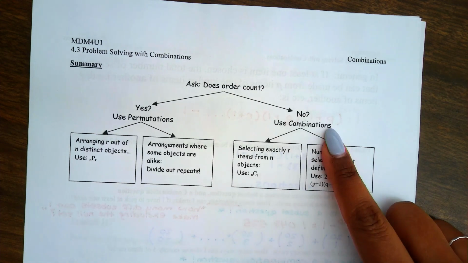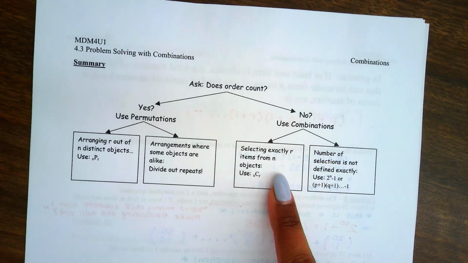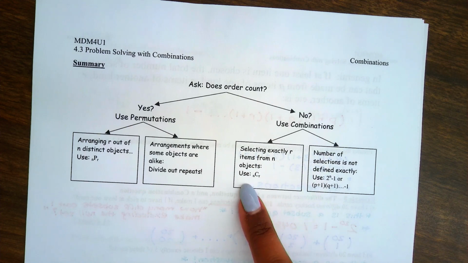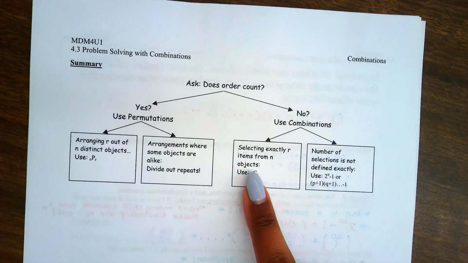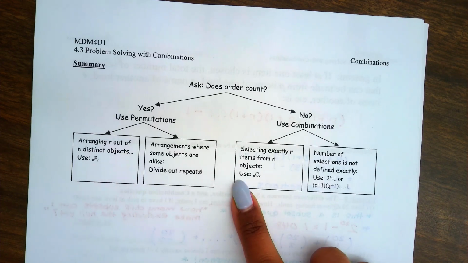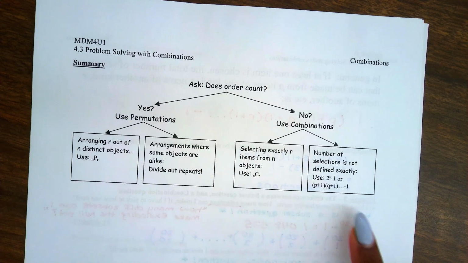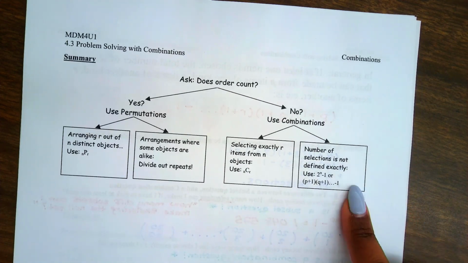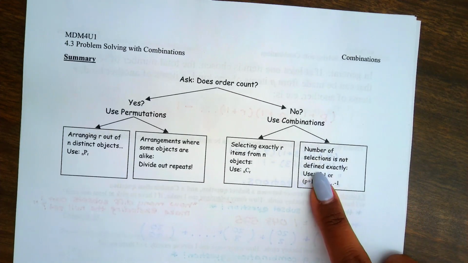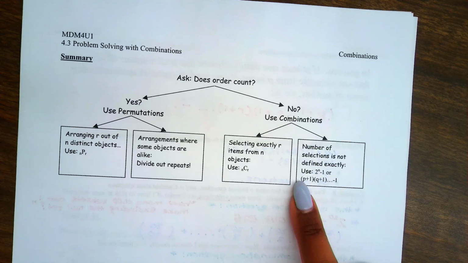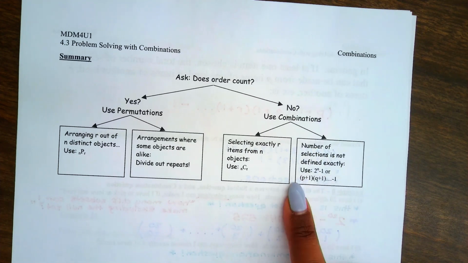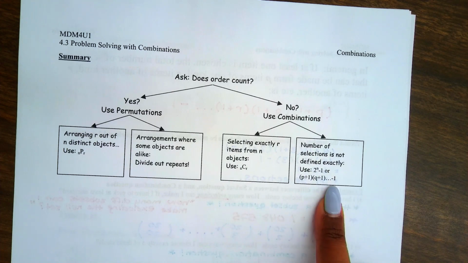Okay, with combinations, order does not matter. We're selecting exactly r items from n objects, and we're using n choose r. And then here, the number of selections is not defined exactly, so we can use 2 to the n minus 1, or we can use this equation here that we learned.